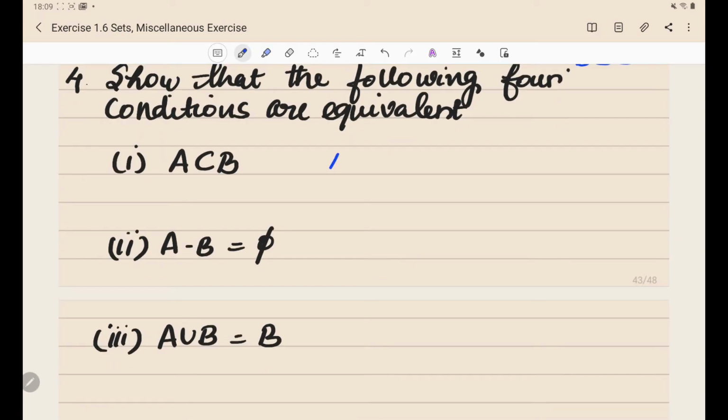Okay, let's first prove that A intersection B is equal to A minus B is equal to phi. So we have to prove that these two are equal. For that, we have the condition that A is a subset of B.